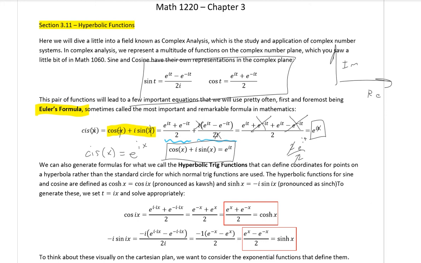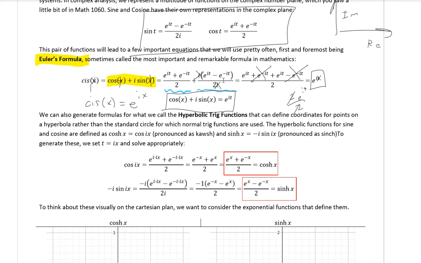Now, with this, what we can also do with the representations from the complex plane is establish the two formulas for the hyperbolic trig functions that we are going to use a lot in this section. So these two are the ones that we are going to use pretty often to solve almost every single problem.